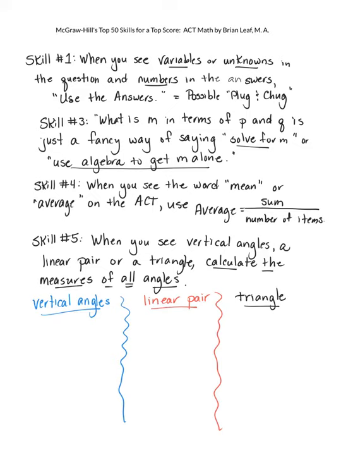In today's video, I want to start by looking at 5 skills that the McGraw-Hill book, Top 50 Skills for a Top Scorer, gives you. In the back of the book, there are certain flashcards, and these are part of those flashcards. They skip skill 2. I don't know why. Maybe I'll run across it as we are going through these. But I wanted to point these out to you.